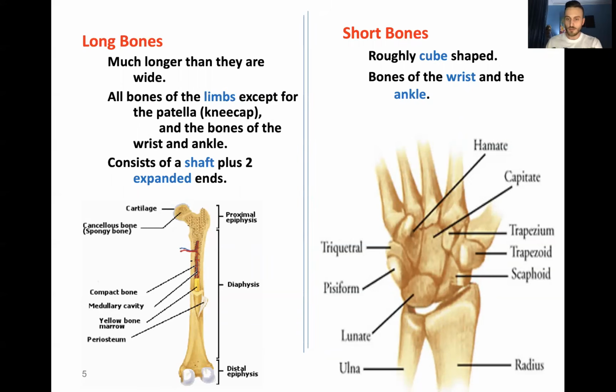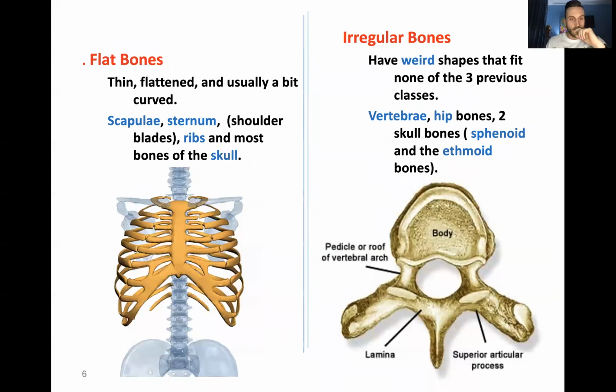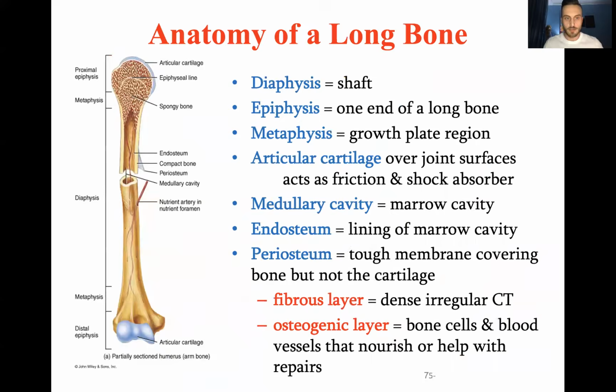For the short bones, the most simple or common example are the carpal bones. For the flat bones, we have the sternum, we have the skull, we have the ribs, and the scapula. So these are flat bones. And we will talk about a very important function for these flat bones later. For the irregular bones, like the spine, okay? So the vertebrae, the hip bone, the sphenoid and the ethmoid. So we have a lot of irregular bones in our bodies.